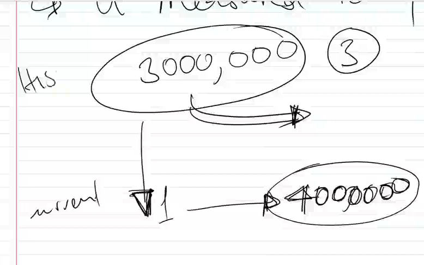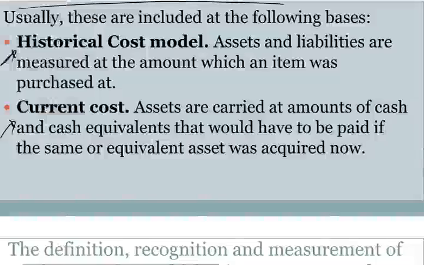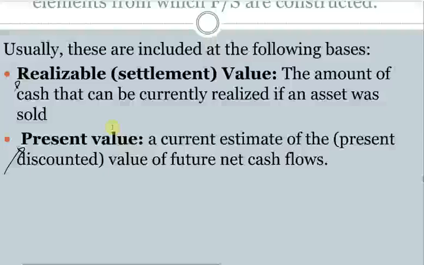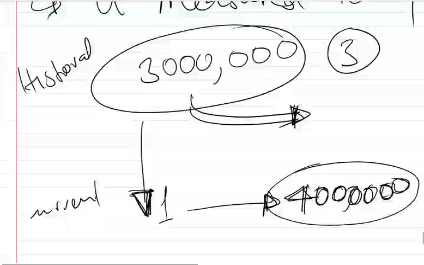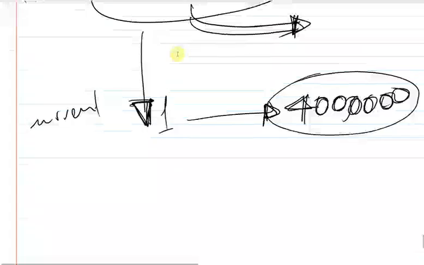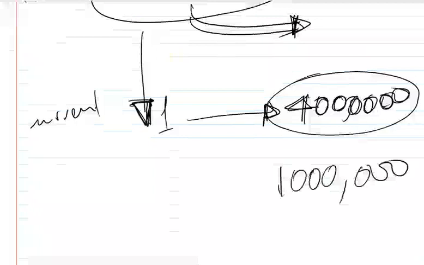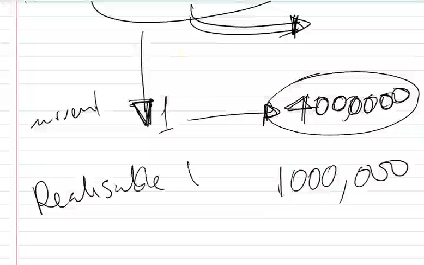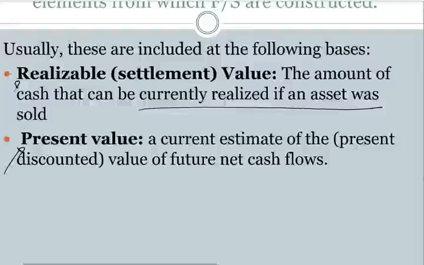Or this is the historical cost. While when we are talking about realizable value, it is the amount of cash that can be currently realized if the asset is sold. Today, the asset that you bought 3 years ago, how much can you sell it for? Maybe today you can sell it at 1 million. So the amount that you can realize or sell it for, that's the realizable value, or realizable cost.